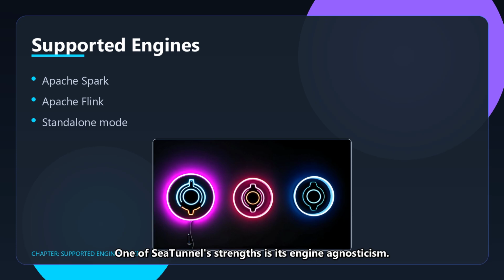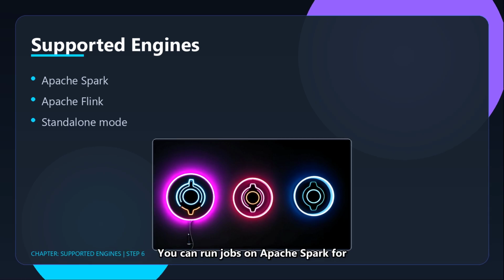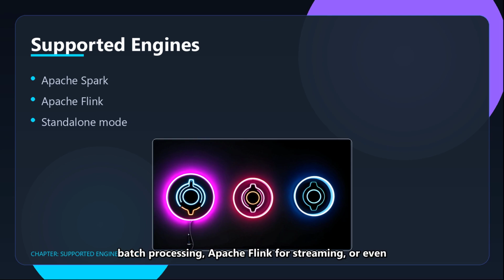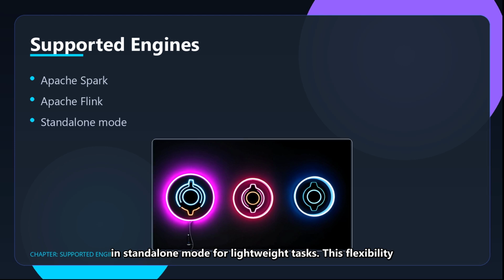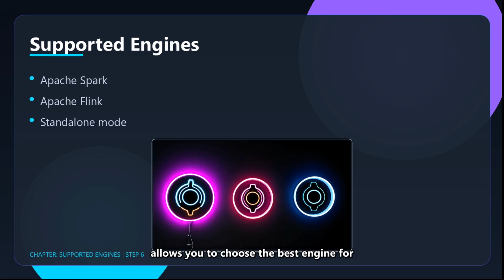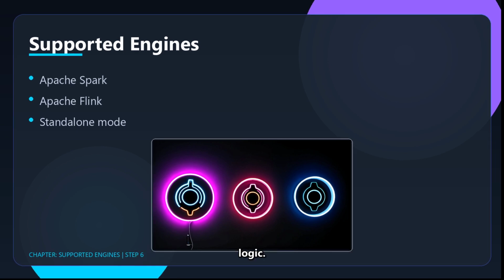One of SeaTunnel's strengths is its engine agnosticism. You can run jobs on Apache Spark for batch processing, Apache Flink for streaming, or even in standalone mode for lightweight tasks. This flexibility allows you to choose the best engine for your specific use case without rewriting your pipeline logic.